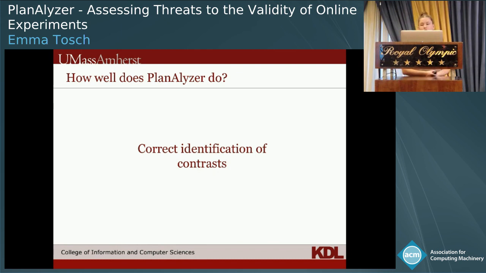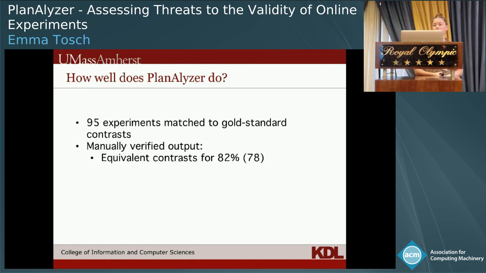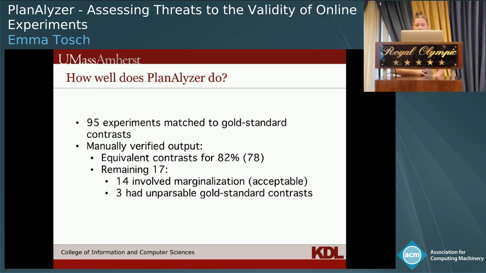And so finally, we need to evaluate how well PlanAlyzer does on the correct identification of contrasts. We had 95 experiments from Corpus A that had gold standard data, and we manually verified the output, finding equivalent contrasts for 78 scripts. The remaining 17 are currently outside the scope of our tools. For 3 of them, they had sort of garbled data in them. We're not really sure what was going on there.